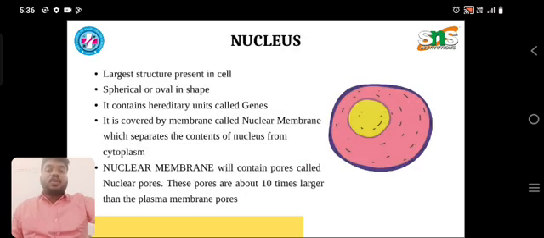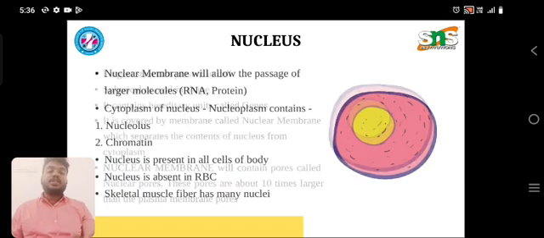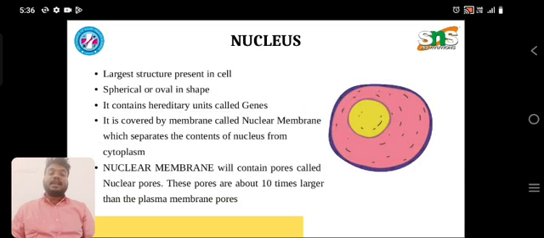Then we are going to see the nucleus. Nucleus is the control center of the cell. It is the largest structure present in the cell, and it is spherical or oval in shape. It contains hereditary units called genes. It is covered by a membrane called the nuclear membrane, which separates the contents of the nucleus from the cytoplasm. The nuclear membrane contains pores called nuclear pores. These pores are about 10 times larger than the plasma membrane pores.